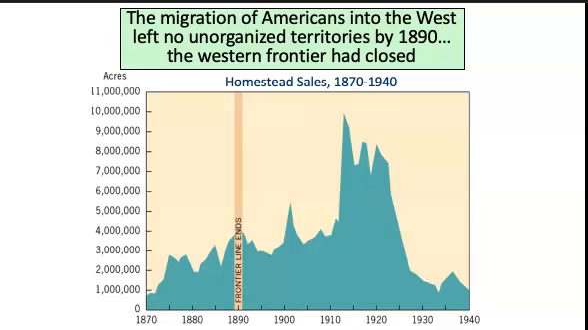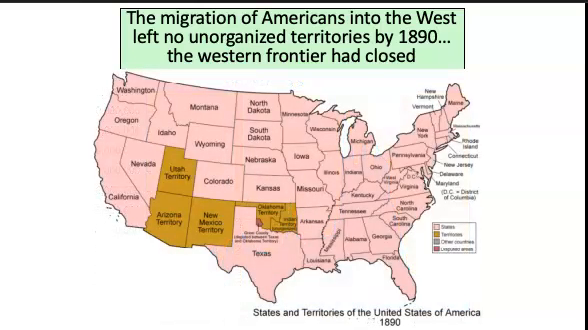Now, the migration of Americans into the West had left no unorganized territories by 1890. And the Western frontier, this idea that there was a line somewhere across the United States where there was a space beyond that, where there was nothing, had disappeared. The entire West had essentially been settled, and the Western frontier had been closed by 1890.